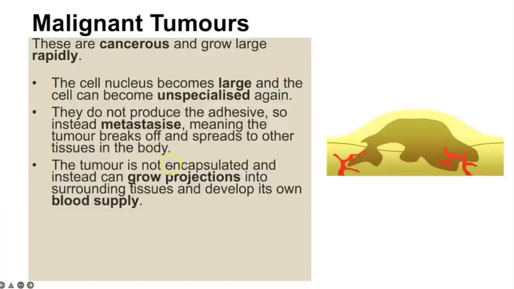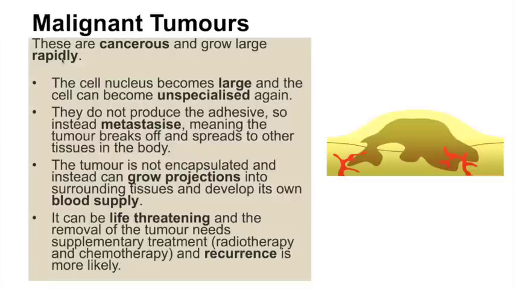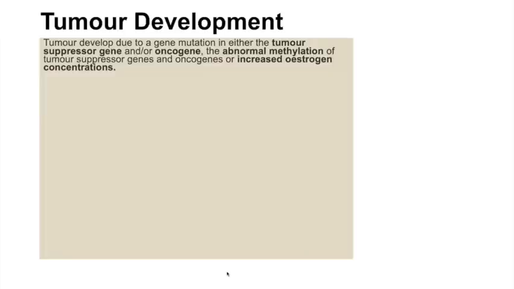The other thing that we can see here is because it's not encapsulated, yes, it also links the idea of metastasis, but also it can grow projections and reach the blood supply. And once that tumour has its own blood supply, it's going to be receiving lots of oxygen and glucose for respiration, and that is one of the reasons why those cancerous tumours can grow so rapidly. It can be life-threatening, and the removal of the tumour often needs supplementary treatment like radiotherapy and chemotherapy, and the reoccurrence is more likely than with a benign tumour.